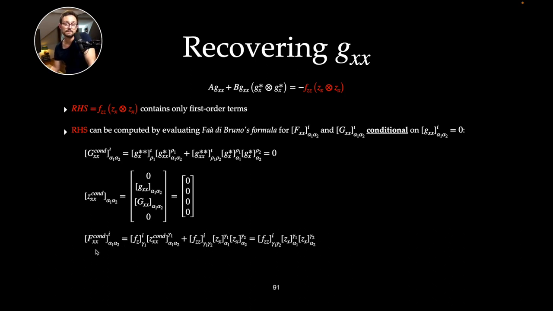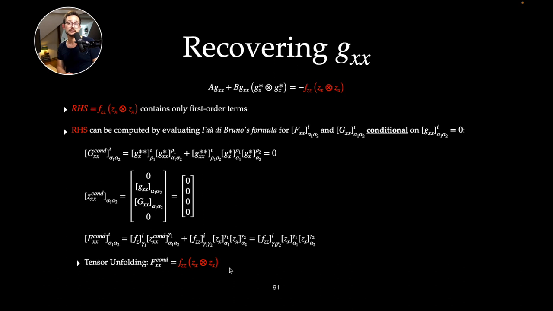And what does this then finally imply for Faà di Bruno's formula for fxx conditional on gxx being zero? Well, this was the actual expression. And we've seen that zxx is zero, so this is zero, and we are left only with fzz times zx times zx. Unfolding, we have our right-hand side. This is a very important insight: we can get right-hand sides of such equations basically by computing Faà di Bruno's formula conditional on the stuff that we are looking for being zero. And once we have found gxx, we can then update fxx.